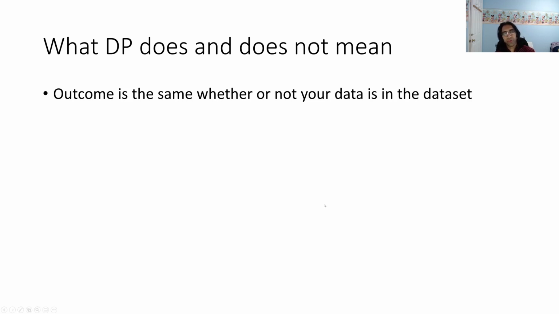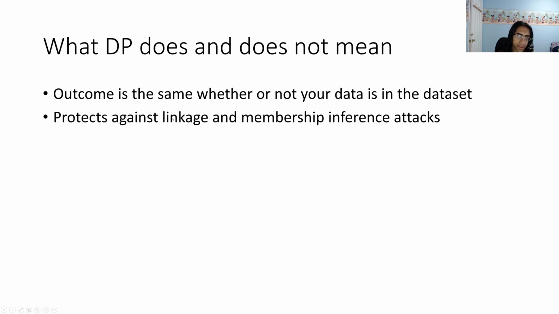Essentially, as I said before, differential privacy says that the outcome of an algorithm is going to be the same whether or not your data is in the data set, in particular, one person's data in the data set. Nothing more, nothing less. Well, okay, I'm being a bit informal, but generally this is the gist of what it tries to say. The outcome is going to be similar. So what does this protect against? It protects against things like linkage and membership inference attacks.